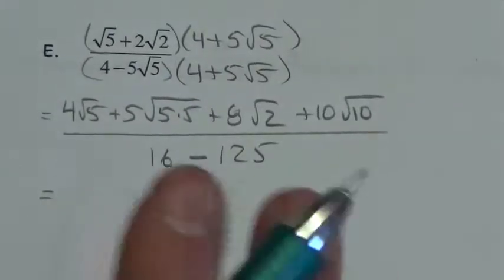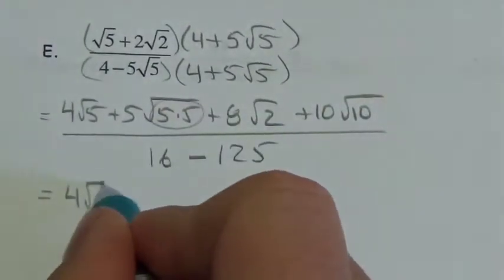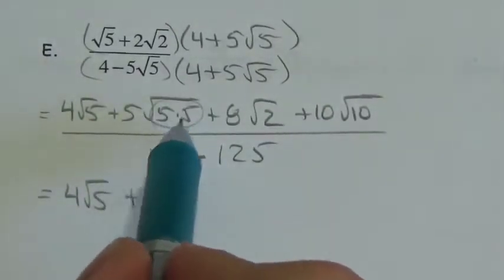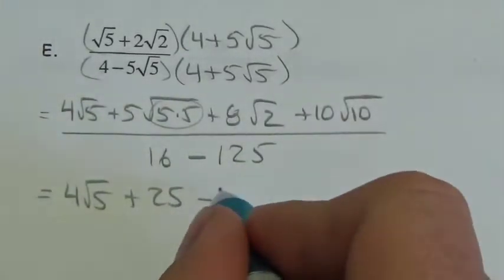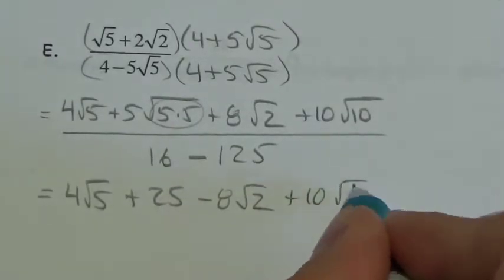Now, simplifying the numerator, that pair of 5s becomes a 5 here. So this will become 5 root 5 plus, that's 25. This root 5 times 5 becomes a 5 that I multiply by that 5, so 25. Minus 8 root 2, that's about as good as that's going to get, plus 10 root 10.